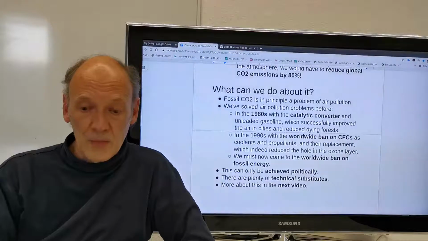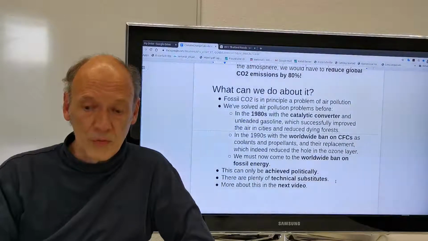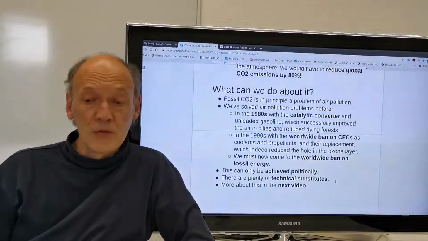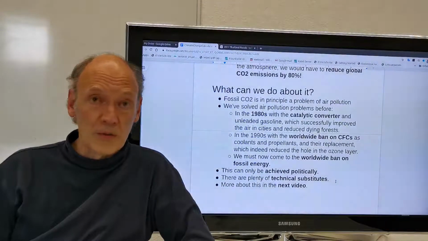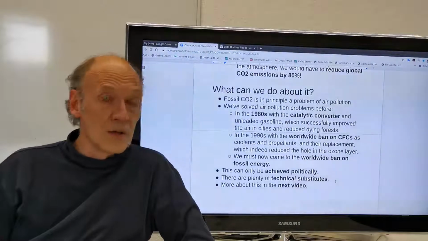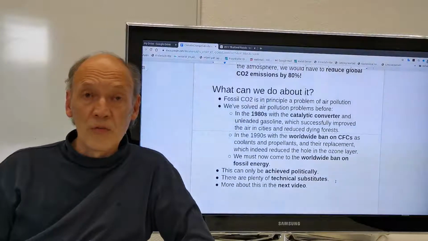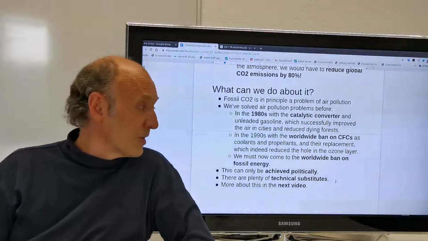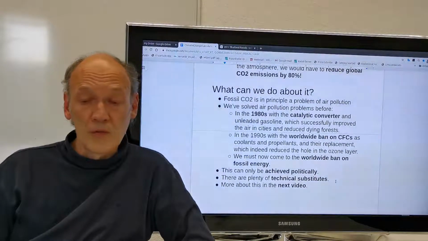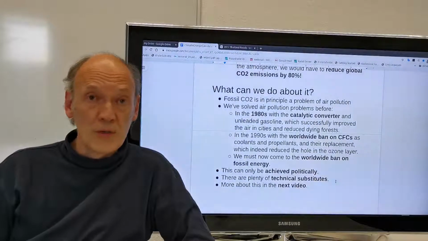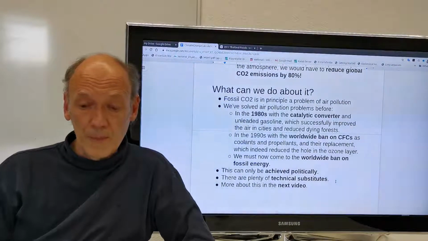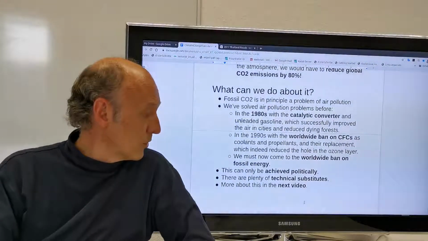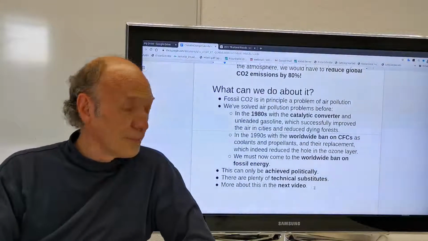And there are actually plenty of technical substitutes for fossil fuel, right? We have plenty of renewable energy, which we just need to use and expand. And even today, renewable energy is already cheaper than fossil fuels. We just need to stop subsidizing fossil fuels and instead subsidize renewable energy to solve this problem. Yeah, more about these technical substitutes in the next video.